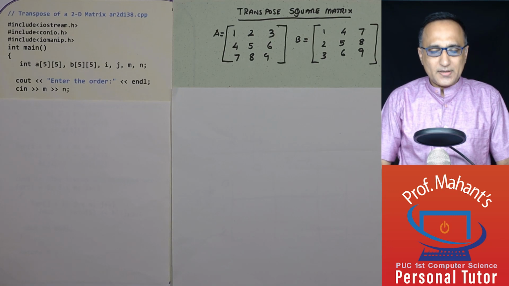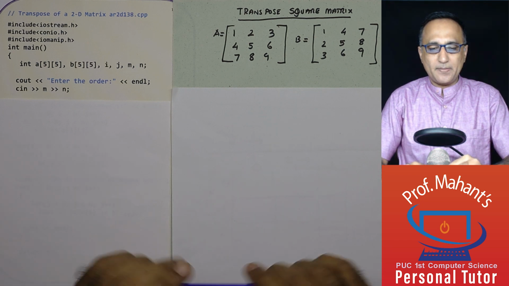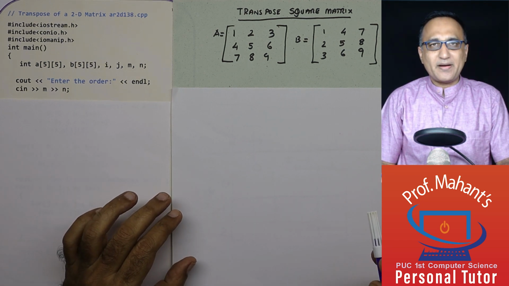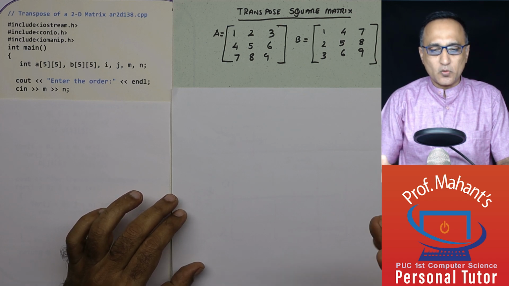Let us now take a look at a program where we are going to do the transpose of a matrix. First, let's understand what transpose of a matrix is before we go and take a look at the program. In the transpose of a matrix, the resulting matrix converts rows to columns and columns to rows.